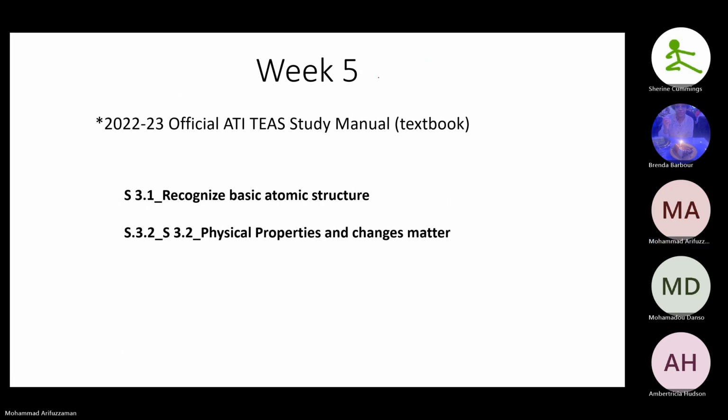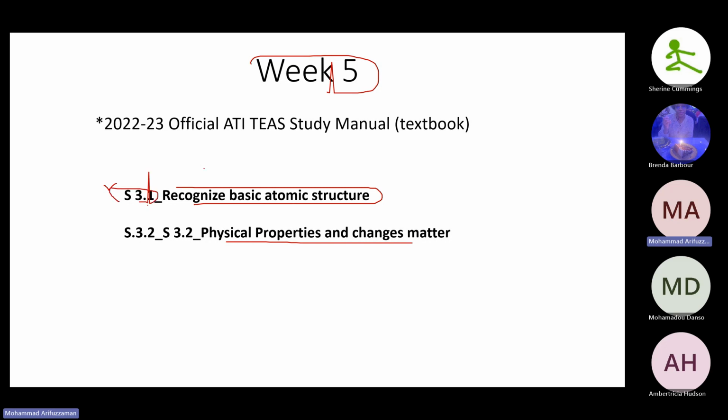So we are now in week 5, and this week I'll discuss science chapter 3.1, that is recognize the basic atomic structure, and then the physical properties and changes of matter. You can see this number 3.1, that is from the TEAS ATI study manual, that is the textbook. If you go to the textbook, you'll find it in this chapter.